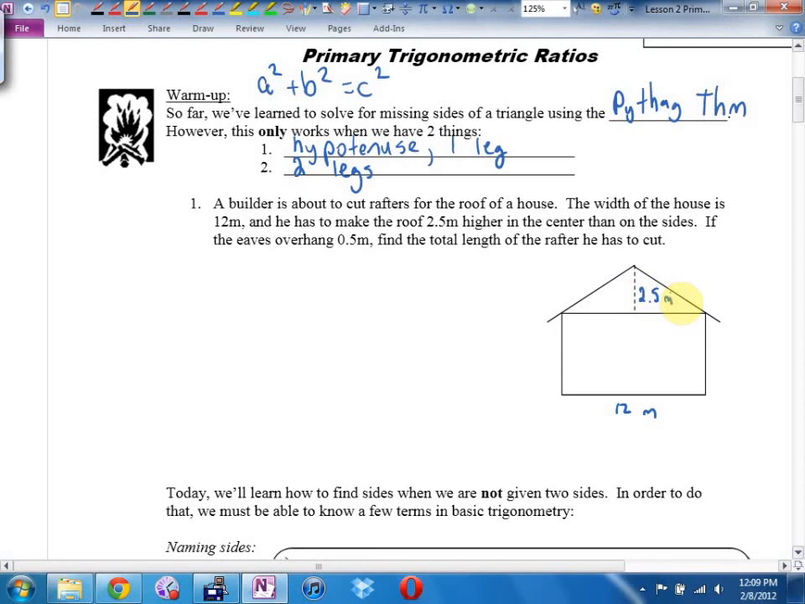If the eaves, which may be a word that you don't know, overhang 0.5 meters, well, the fact that they said overhang might help me figure out what the eaves are. What are the eaves in this picture? What overhangs? I'm going to go like this. Right there, and I'll say that is 0.5 meters. Find the total length of the rafter he has to cut. I think the total length is that, although I don't think I'm going to find that directly.